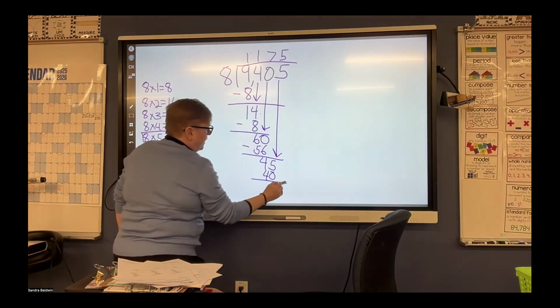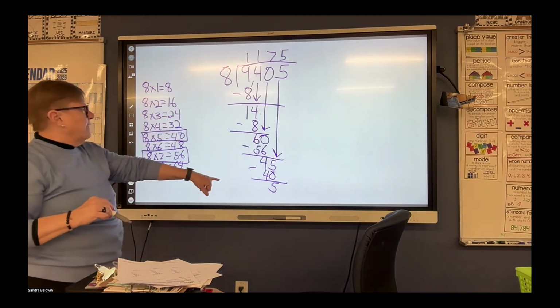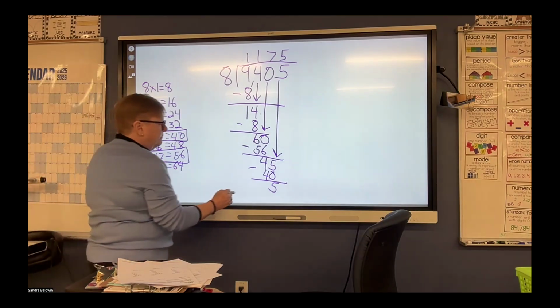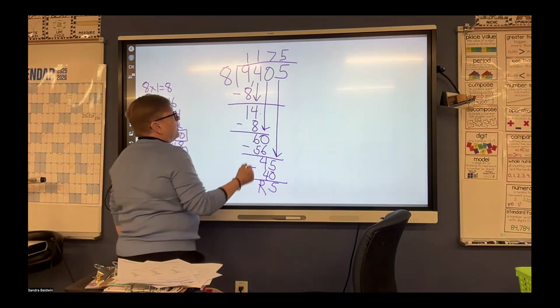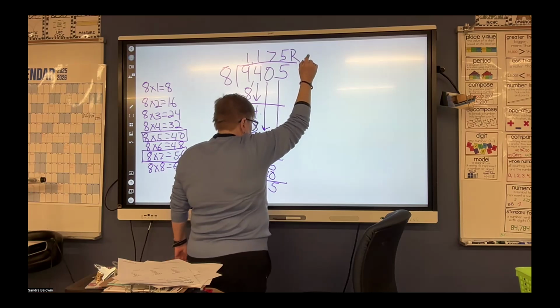I will multiply that. I am left with 5. 5 is less than 8, so that's my remainder. I'm finished at this point. So, 1,175 with a remainder of 5.